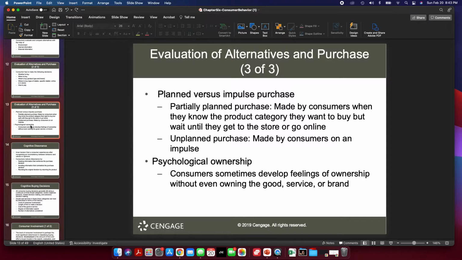Psychological ownership. Consumers sometimes develop feelings of ownership without even owning the good, service, or brand, right? What do I mean by psychological ownership? Sometimes you develop a feeling of ownership without even owning the good, service, or brand. Think about that. Think about all the products that you have high regard for that you don't even own.